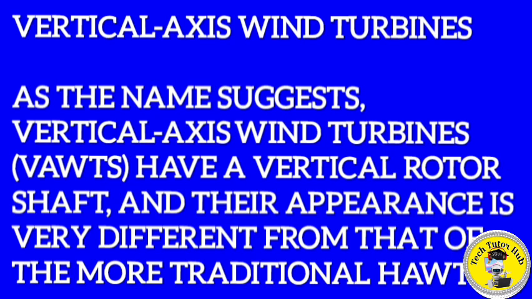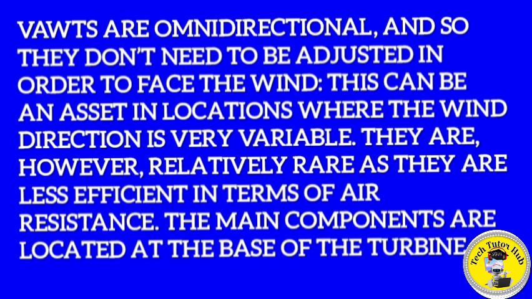Vertical axis wind turbines. As the name suggests, vertical axis wind turbines have a vertical rotor shaft and their appearance is very different from that of the more traditional HAWT. VAWTs are omnidirectional and so they don't need to be adjusted in order to face the wind. This can be an asset in locations where the wind direction is very variable. They are, however, relatively rare as they are less efficient in terms of energy extraction. The main components are located at the base of the turbine.